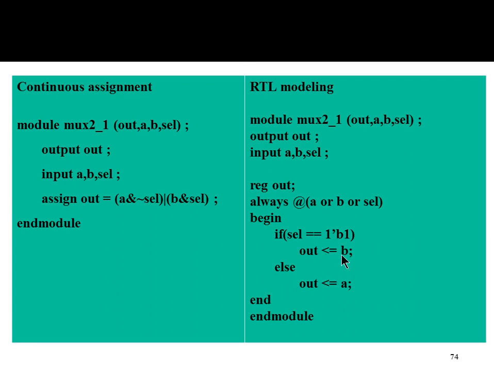The effect of blocking and non-blocking assignments is more pronounced in sequential circuits where flip-flops are involved, where clock is involved. In this case, we have a combinational circuit. Technically speaking, it doesn't matter whether you use blocking or non-blocking, because the definition of a combinational circuit is that output is a function of input. So output will get updated as per the input values and the logic involved. In this case, if select is 1, out gets B. If select is 0, out gets A.